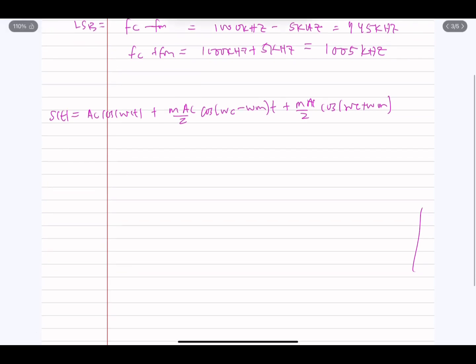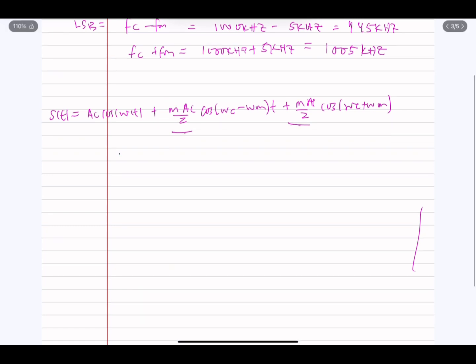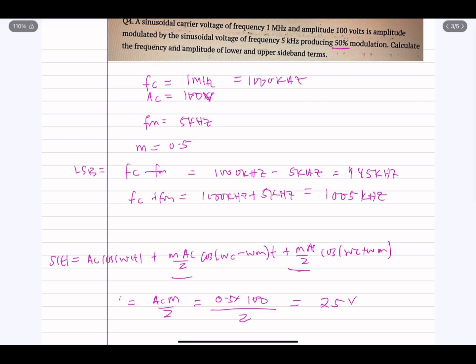And therefore, based on that, our amplitude for the various sidebands is this one and this one. Since the various sidebands have the same amplitude, we can see that the amplitude of the lower sideband and the upper sideband is equal to ACM over 2, which is the modulation index 0.5 times 100 volts, which was given in the question, divided by 2, which will result in 25 volts. So this is the answer to this particular question. You can see that this is not a difficult question at all.